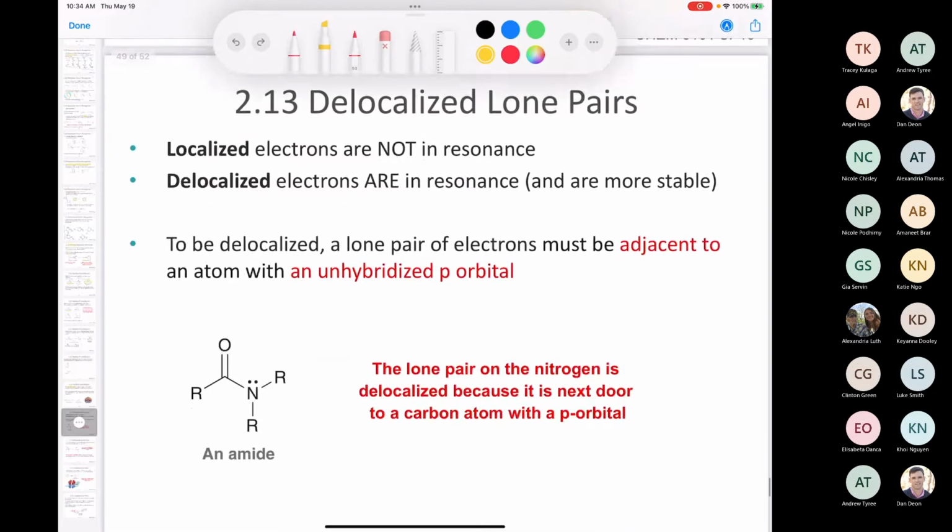Let's talk about delocalized lone pairs. When we talk about localized electrons, these are electrons that are not involved in resonance. And when we talk about delocalized electrons, these are ones that are involved in resonance. In order for a pair of electrons to be delocalized, the pair has to be adjacent to an atom that has an unhybridized p orbital.